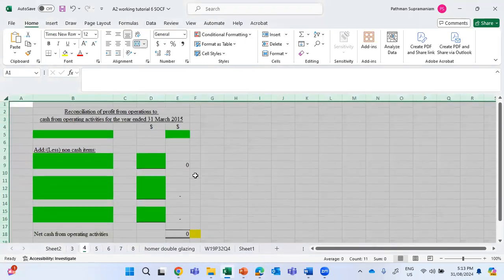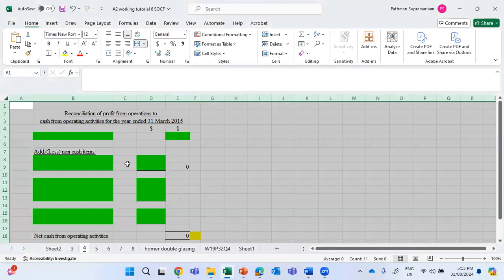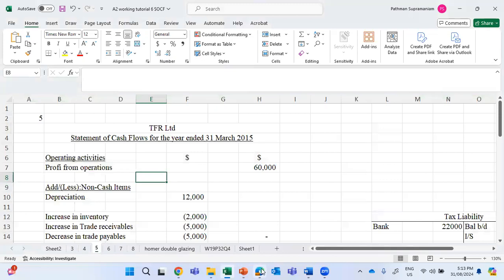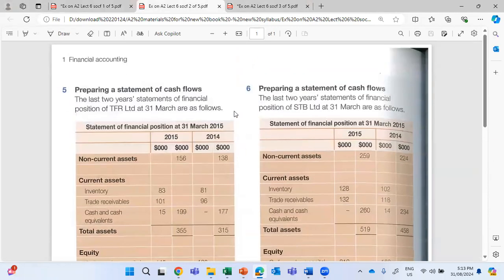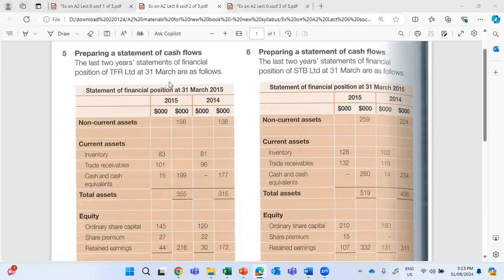You can try the next example on your own, while I show you question number 5. Here's question number 5: preparing a statement of cash flows.